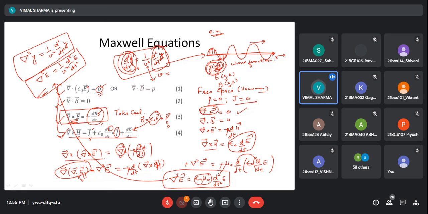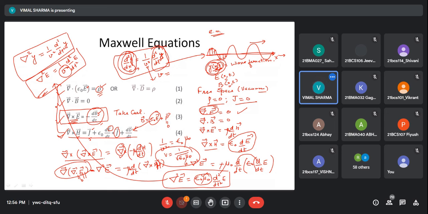As I said earlier, this is nothing but square of velocity. So if I compare it, I can write that 1 over v square is equals to epsilon naught mu naught, or we can say that v is 1 over under root mu naught epsilon naught. So velocity for electromagnetic waves in free space is given by 1 over under root epsilon naught mu naught.